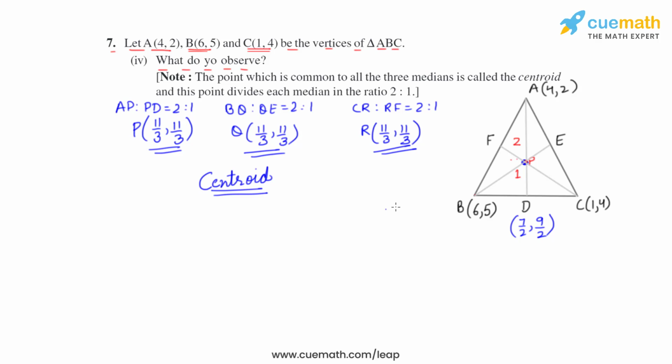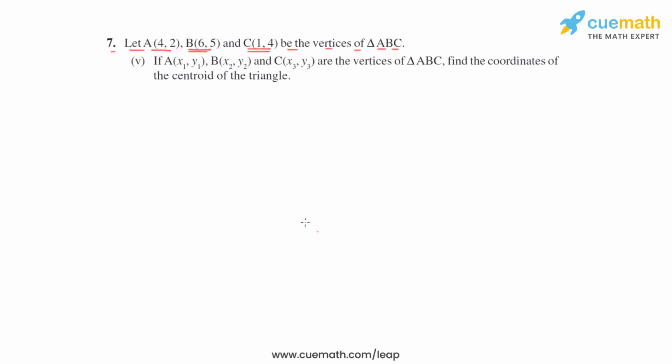Now let's do the last part, fifth part. If A (x1, y1), B (x2, y2) and C (x3, y3) are the vertices of triangle ABC. Now it has nothing to do with the statement of the question, but they have given that these are the coordinates of ABC. Then find the coordinates of the centroid of this triangle. Now we have to find a formula for the coordinates in terms of x1 y1, x2 y2 and x3 y3. Formula for the coordinates of centroid.